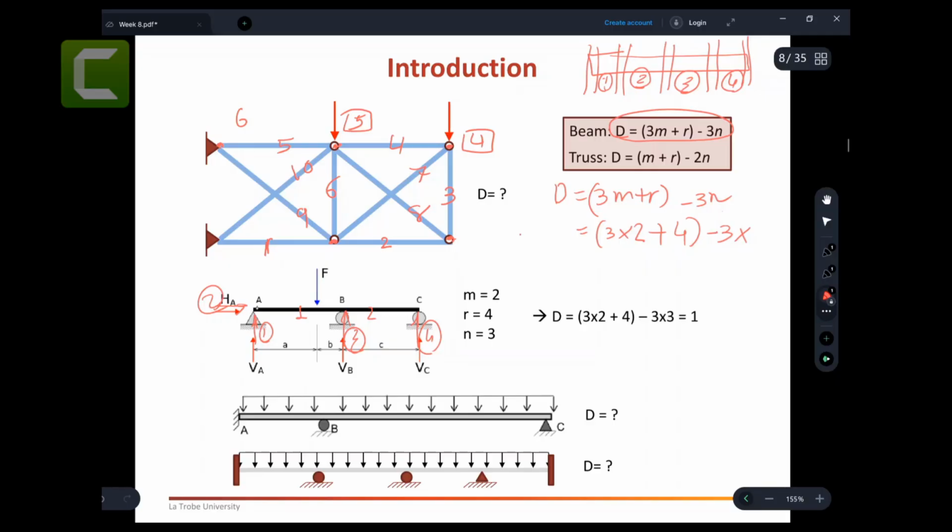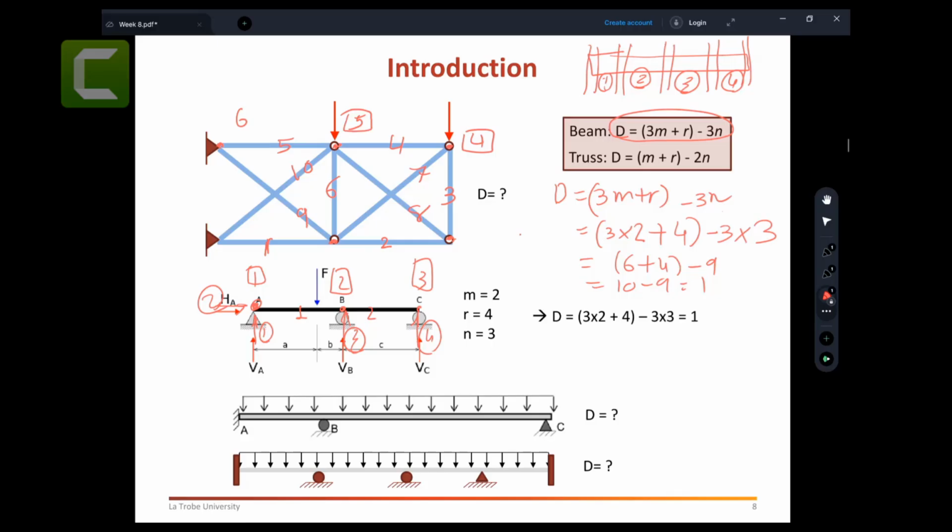3 times n. How many joints? You got one joint, second joint, 3 joints. So 3 times 3. So 6 plus 4 minus 9, 10 minus 9 equal to 1. Right? So that's good, no problem. Degree of indeterminacy equal to 1, meaning that this beam has one extra quantity.